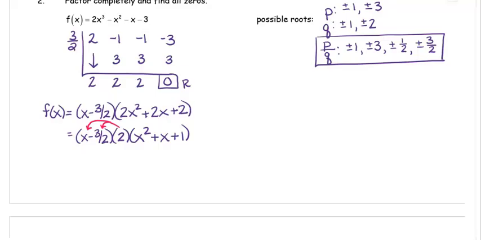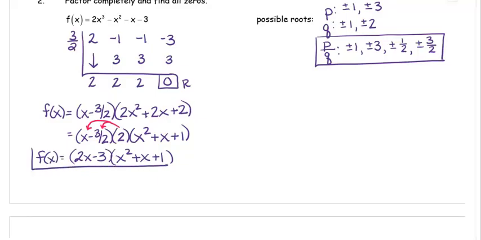common multiple somewhere, and you're going to be able to distribute it back in. Okay, or greatest common factor, that's the word I was looking for. So when I factor that 2 in, I'm left with 2x minus 3. Notice it cleared the fraction. And then I have x squared plus x plus 1. So this is completely factored.